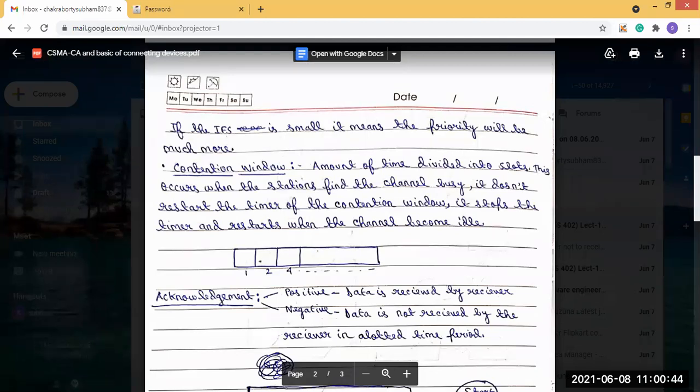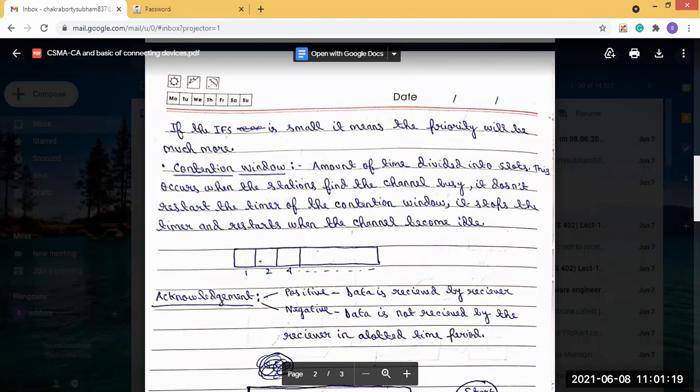Then the second variable is the contention window. Now, what is the contention window? The contention window is an amount of time divided into slots. This occurs when the station finds the channel busy. It is the division of the time into slots, and this happens when the station finds the channel is busy.